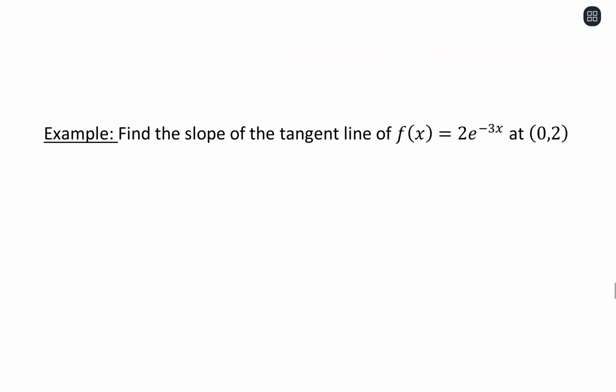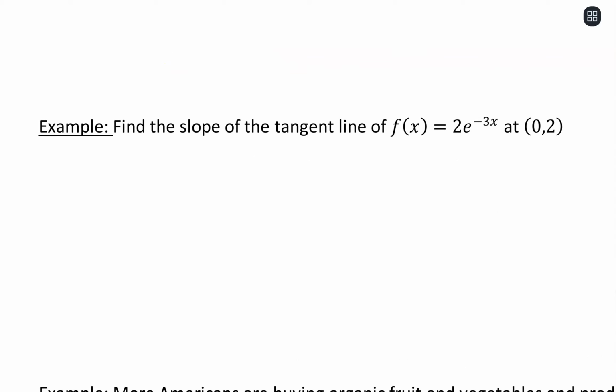All right. Find the slope of the tangent line of f of x equals 2 times e to the negative 3x at (0, 2). So notice with this one, we only want the slope of the tangent line. We're not looking for the equation of the tangent line. So really, with our steps for finding the equation of the tangent line, all we need to do is that first step. So we're going to take the derivative.